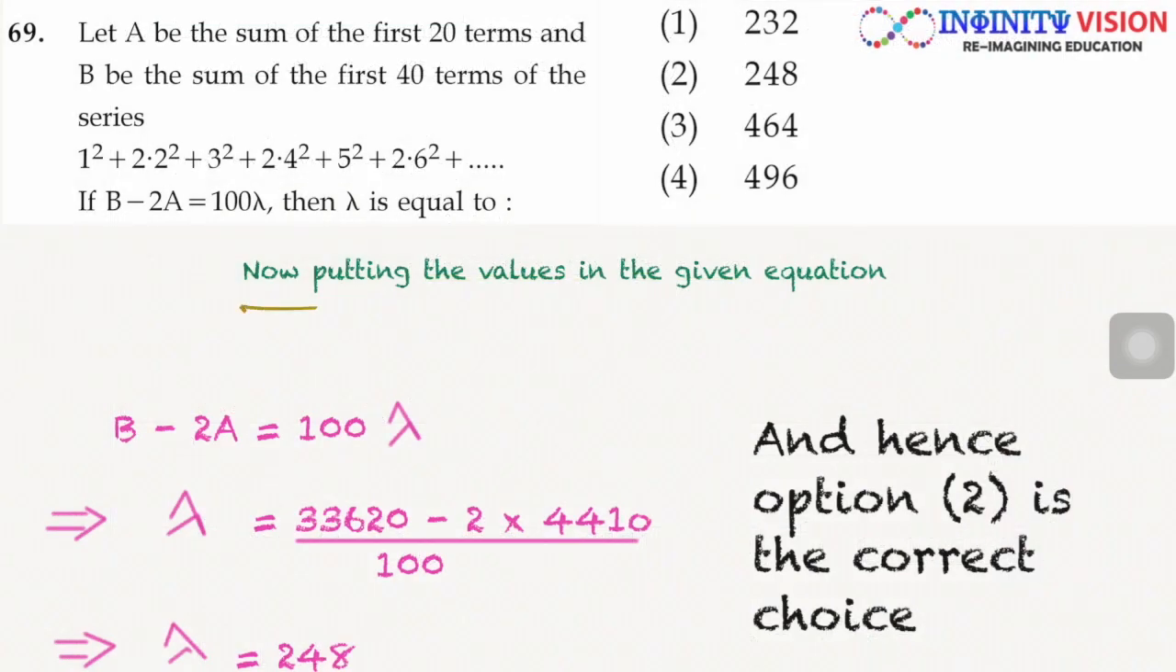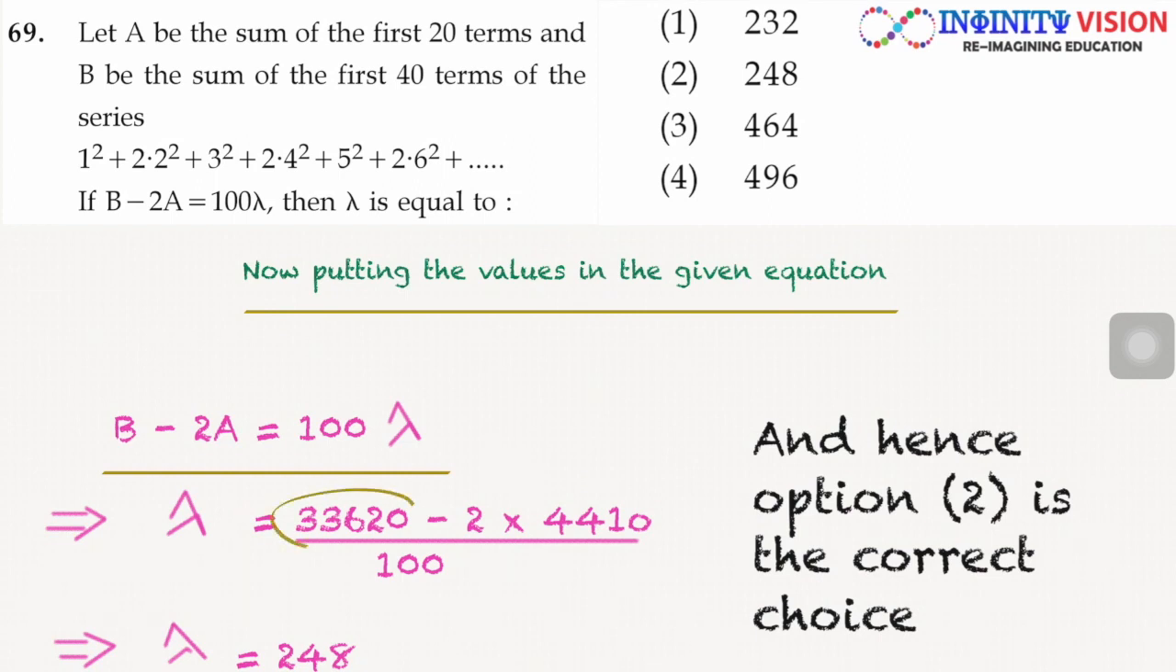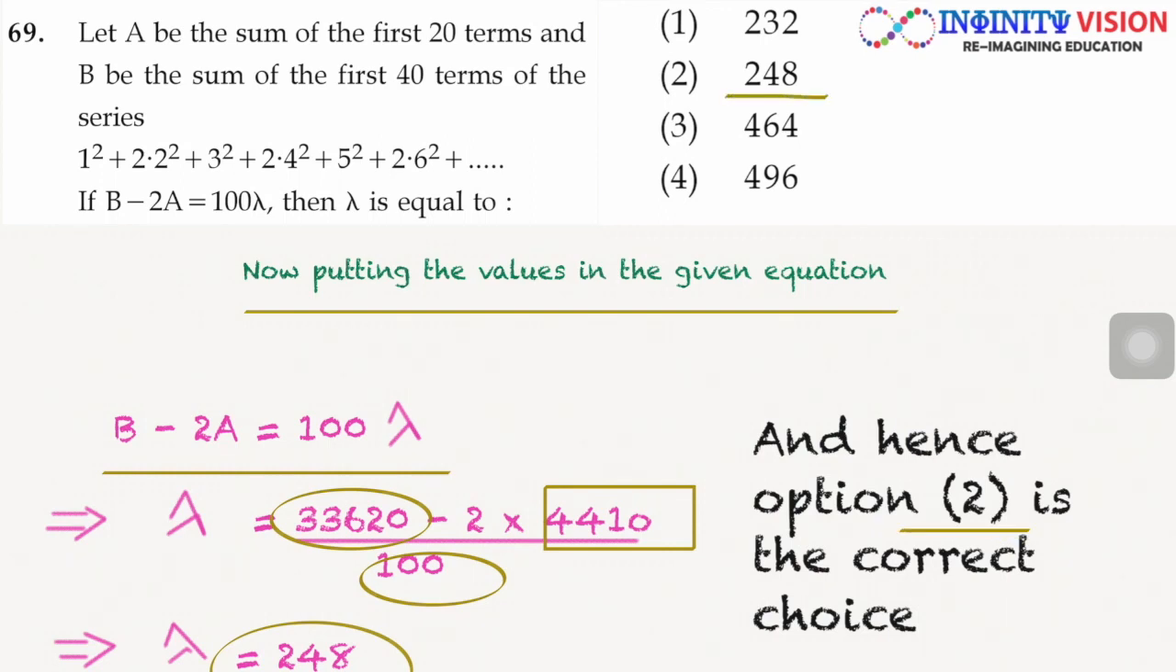So now putting the values in the given equation, B minus 2A is 100 lambda. So lambda would be 33620, that was the value of B, minus twice the value of A, that is 2 into 4410, upon 100. So we'll be getting lambda equals 248. So option 2 is the correct choice. As you can see, this is the 2, so we'll take 2. Thank you.